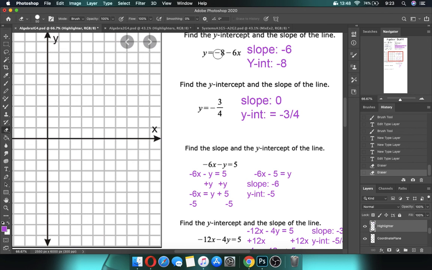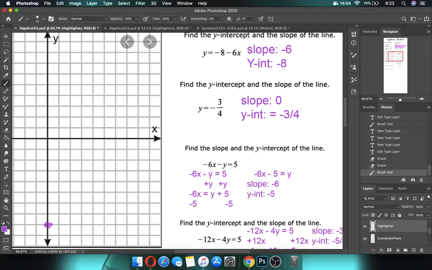All right, so we have negative 8 minus 6x. So let's actually do that out. So our y-intercept is negative 8. So we go down 1, 2, 3, 4, 5, 6, 7, 8. There's my point. And what's my slope? My slope is negative 6.